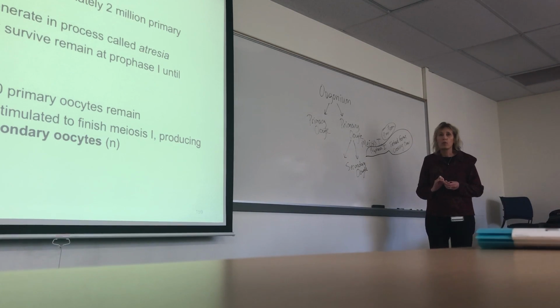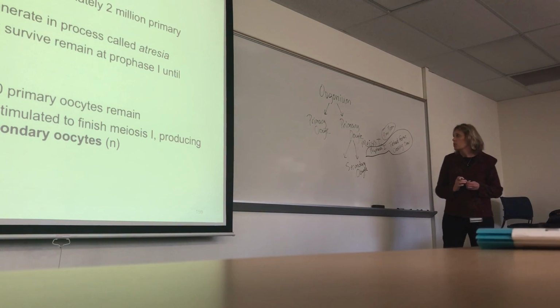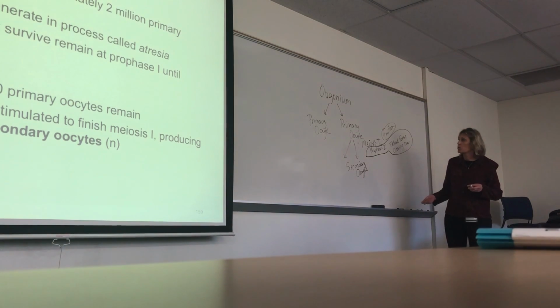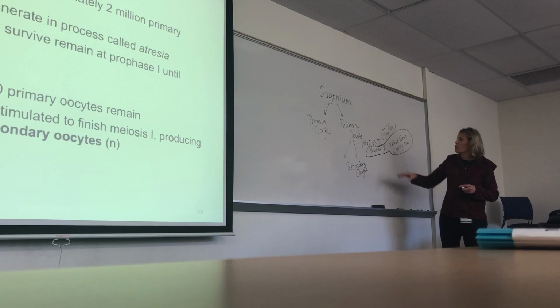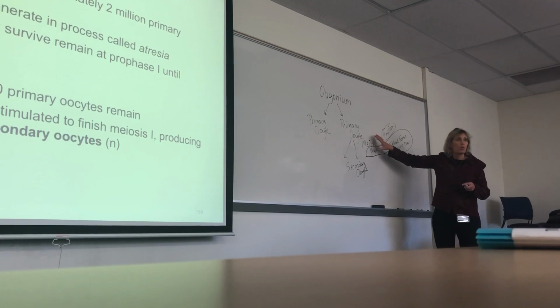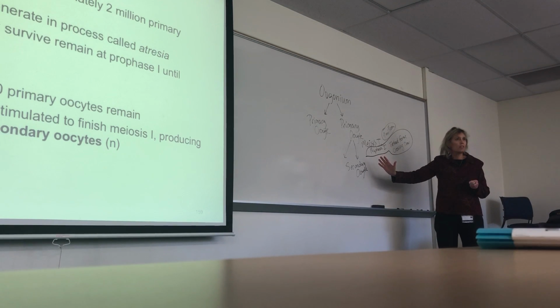Okay, this is in the ovaries. Every month she'll have a new group, and we'll go over this schedule too. She'll have a new group of primary oocytes that are going to be stimulated to continue on to become secondary oocytes. So all of meiosis 1 will continue. She'll end up with a few secondary oocytes.